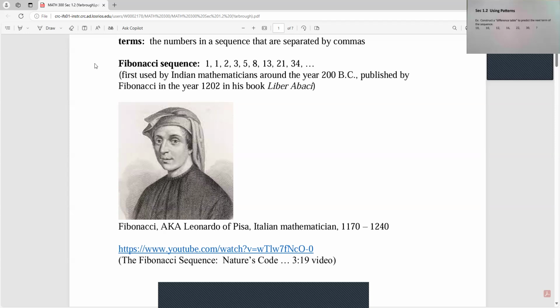Later on in the lecture today, we'll look at a similar type of example where we're given two terms and then we have to do something to get the rest. What do you think that next term here would be, by the way, right after the 34? Think about that. 21 plus 34 equals 55. So we would have a 55 right there.